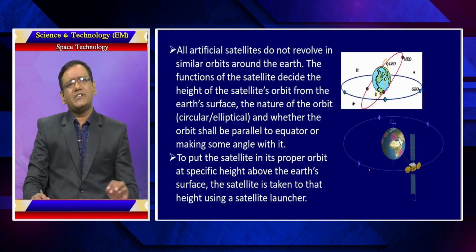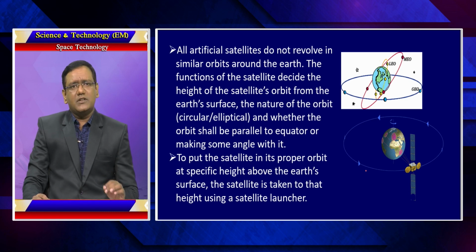All artificial satellites do not revolve in similar orbits around the Earth. The Earth has different types of orbits. The function of the satellite decides the height of the satellite's orbit from the Earth's surface, the nature of the orbit, whether it is circular or elliptical, and whether the orbit shall be parallel to the equator or making some angle with it. All these things are decided by the function that the satellite is intended to perform.